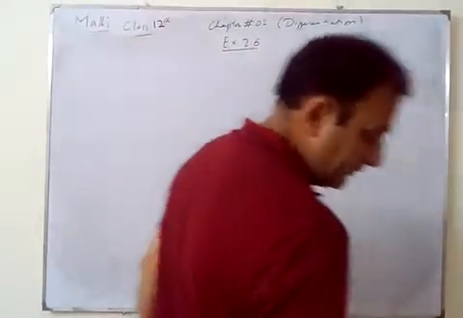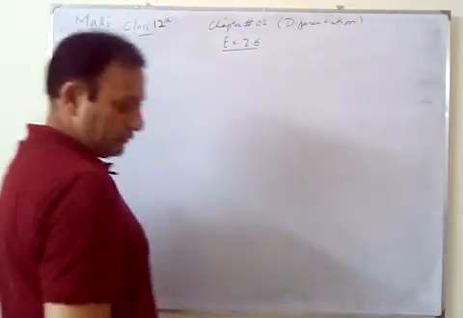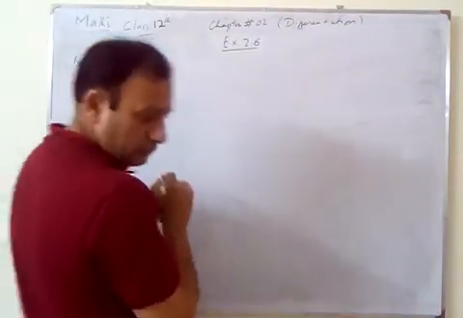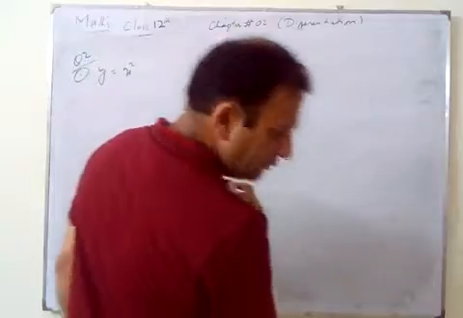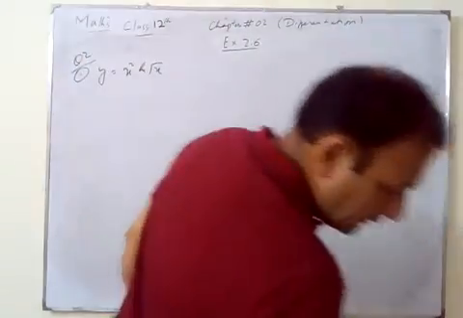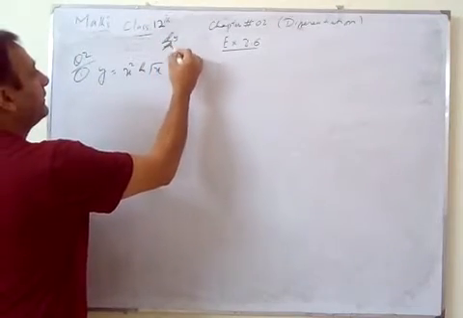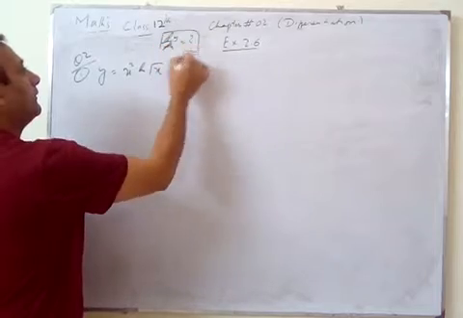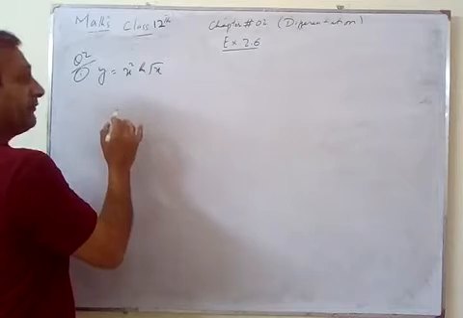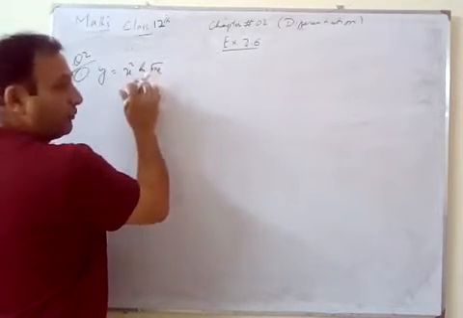In the first part of question number 2, y is equal to x square into log of square root of x. Now he is asking to find dy by dx, a simple derivative. Before differentiating, here the power is with x, not the whole power.